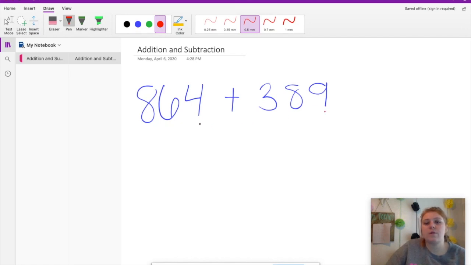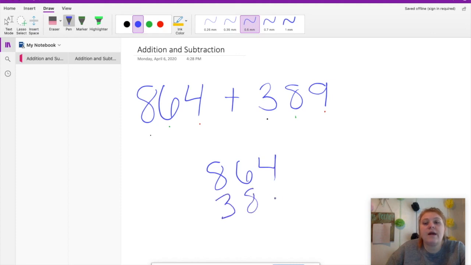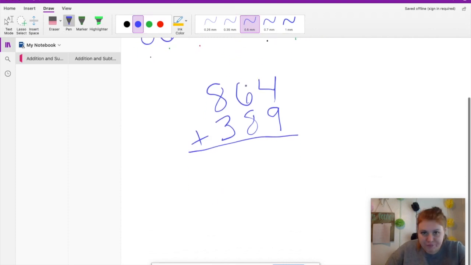So we've got our ones, we've got our tens, and we've got our hundreds places. And when we line this equation up, that means we're going to set it up so that those things are stacked on top of each other appropriately. So 864, 389. I've got my place values all stacked up, and I'm going to add them together.